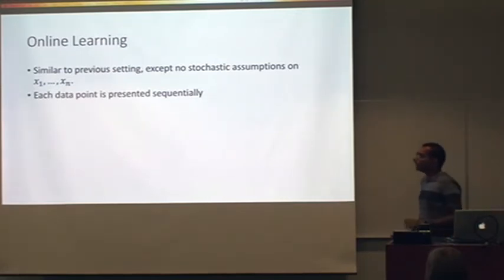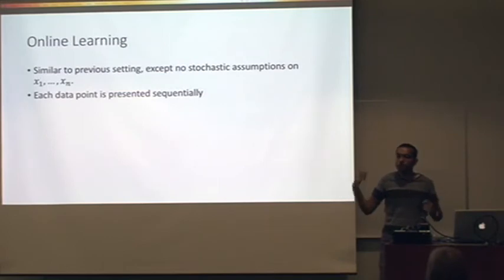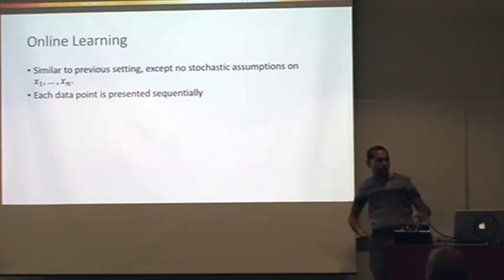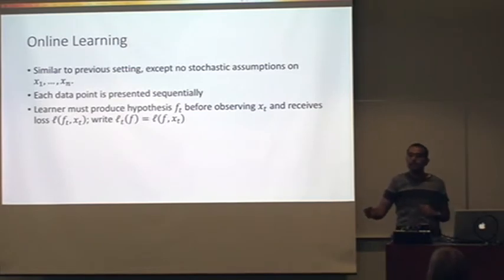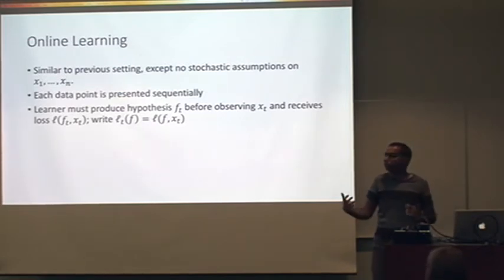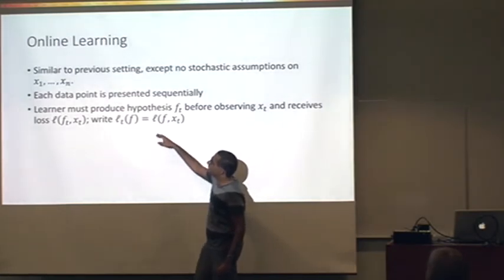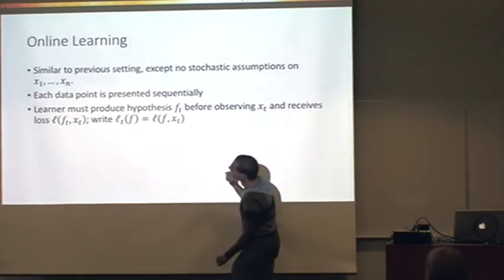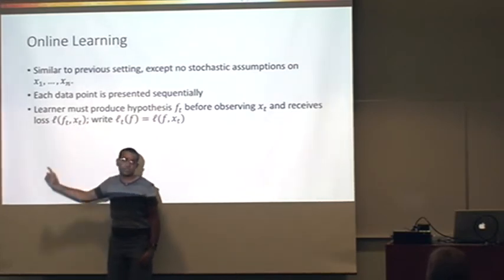The difference here is that since it's an online setting, you aren't just given a whole bunch of data points and then asked to produce a hypothesis. Instead, you're given each data point one at a time sequentially, and before you see each data point, you have to produce a hypothesis. So your best guess based on the data that you've seen so far, right? And then you're evaluated based on, so you produce a hypothesis, f_t, and the loss that you get is the loss of f_t given x_t, right?